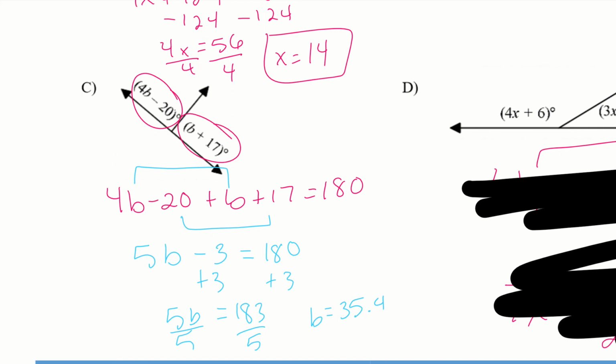I think I wrote that one wrong. Hold on one second. 183 divided by 5 is 36.6. Sorry, I wrote down the wrong one from a different problem that I was doing. So, b equals 36.6.